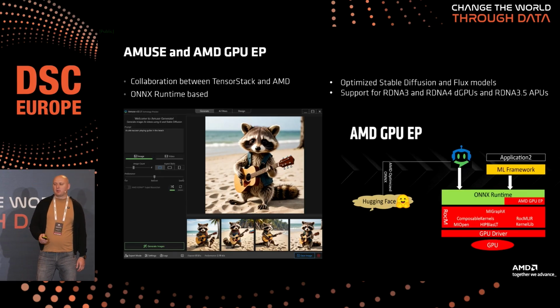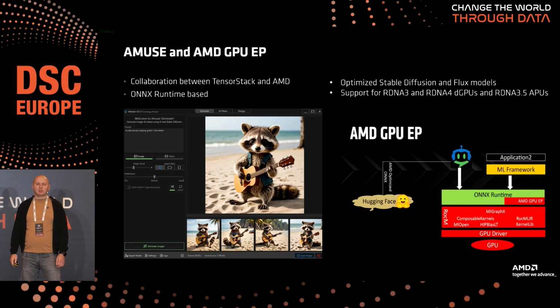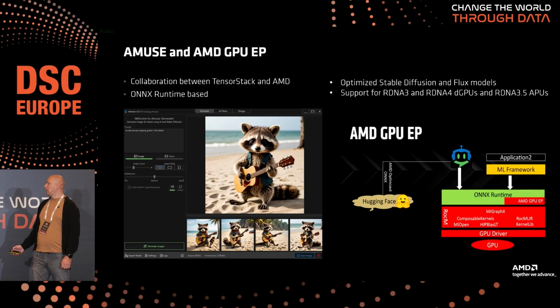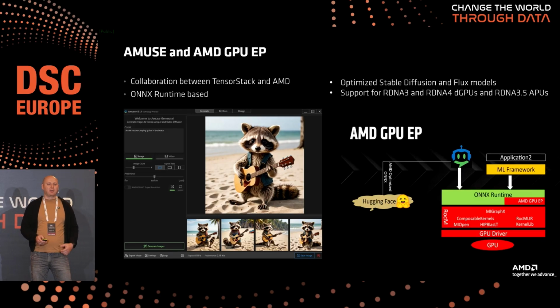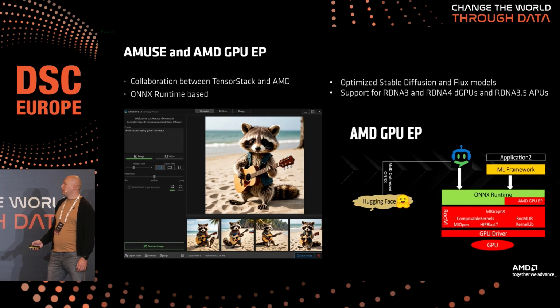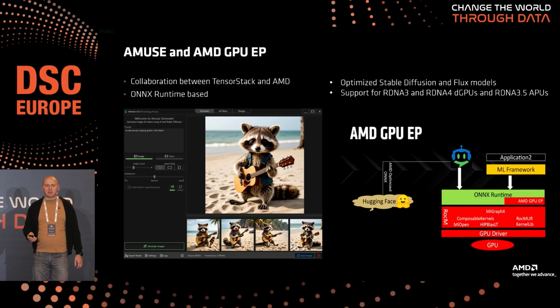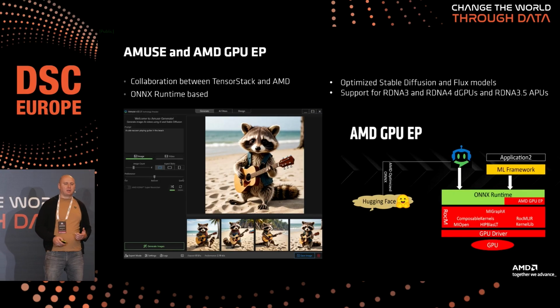This Amuse app has been developed in collaboration between AMD and TensorStack company. There are a lot of optimized stable diffusion and Flux models available through this application. So you can download them, and in the background, what is happening? The application is using ONNX Runtime, which is calling our AMD GPU execution provider, and the already mentioned math libraries and ROCm libraries such as MIGraphX, MIOpen, composable kernels. They are used to do this hard work, all the compute work in the background.